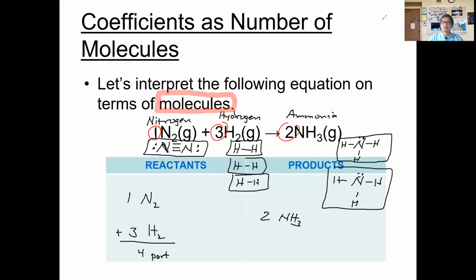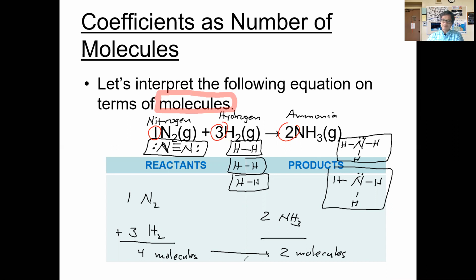Let me go ahead and erase that real quickly. So we have 4 molecules to start out with: 1 nitrogen and 3 hydrogens, 4 molecules to start out with. But if you notice, we end up with only 2 molecules produced. And so there is no conservation here.